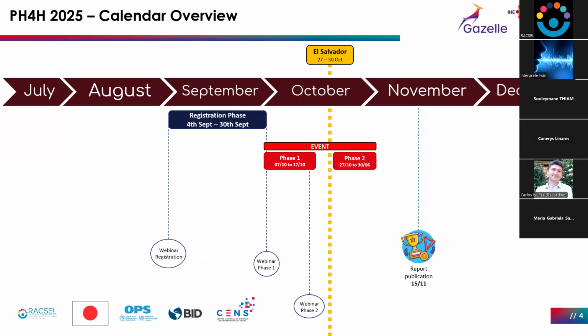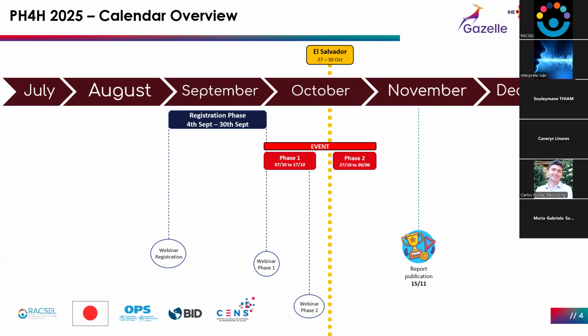So next week, October 7, for 2 weeks, we will have the phase one of the event, the online event. So after the online event, we have 1 week for break. And after that, we'll meet at El Salvador from 27 to 30 for the event on site.